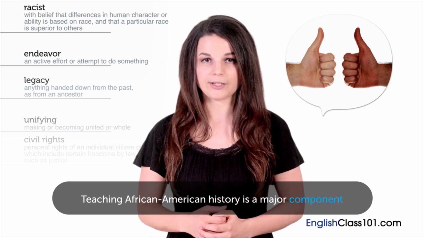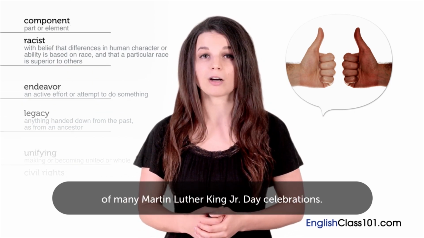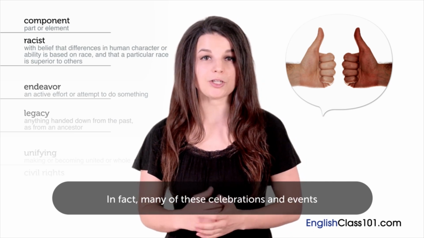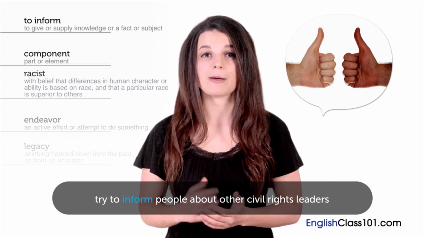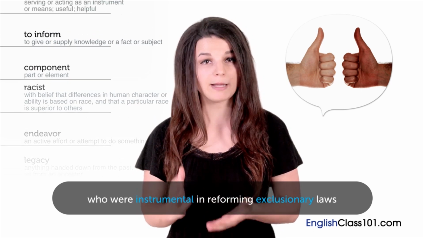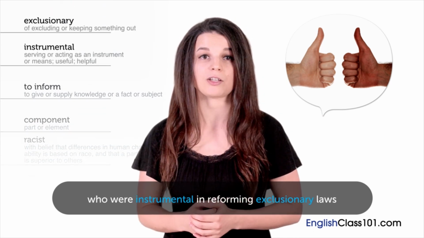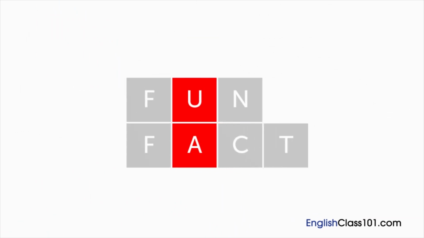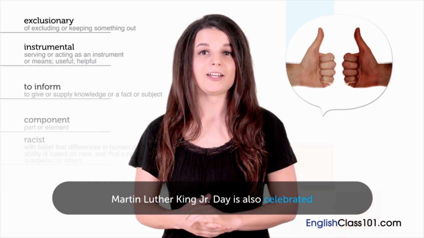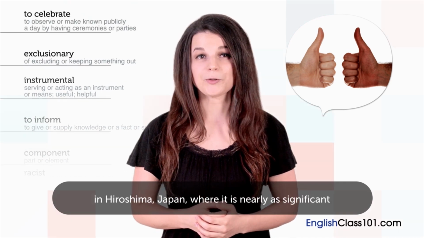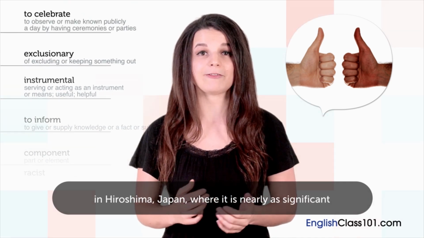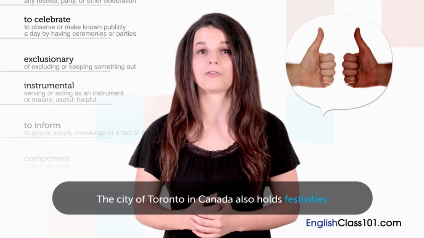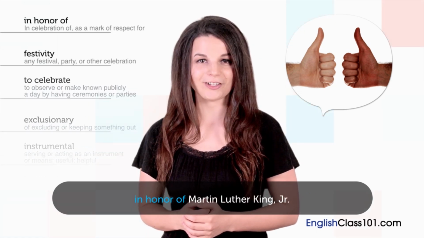Teaching African American history is a major component of many Martin Luther King Jr. Day celebrations. In fact, many of these celebrations and events try to inform people about other civil rights leaders who were instrumental in reforming exclusionary laws in the U.S. Martin Luther King Jr. Day is also celebrated in Hiroshima, Japan, where it is nearly as significant as it is in the U.S. The city of Toronto in Canada also holds festivities in honor of Martin Luther King Jr.